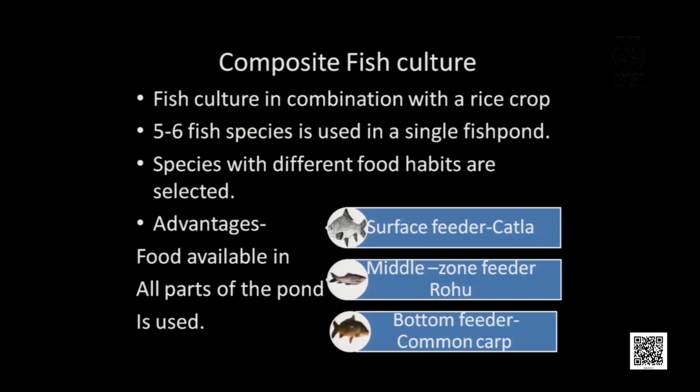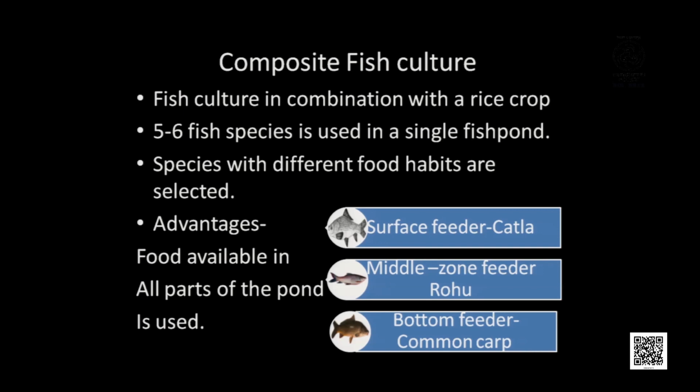How? You can see the picture. There are three fishes, three layers. First one is top feeder, and in this area the fish katla feeds and takes food from this layer. Second layer is middle zone layer, and in this layer rohu takes its food. And third one is bottom feeder, and it is common carp.